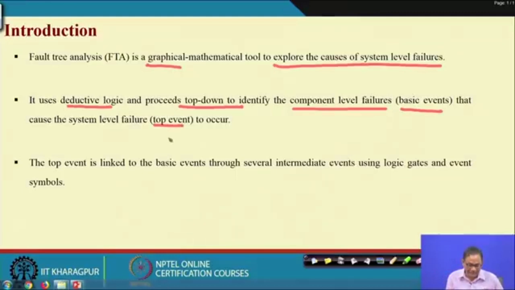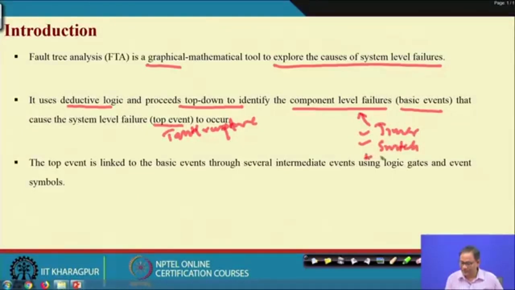So the top level may be the tank rupture. Ultimately you will come to the component level: the timer, then the switch, then the wire, power supply, pump, pressure gauge. All component level failures are responsible for the top level failure. The top event is linked to the basic event. Component level failure is also known as a basic event, where you have enough data to know the probability of failure. So the top event, tank rupture, will be linked to these bottom component level failures with reference to the pressure tank system, with several intermediate events, logic gates and event symbols.